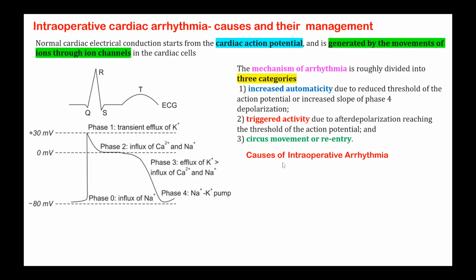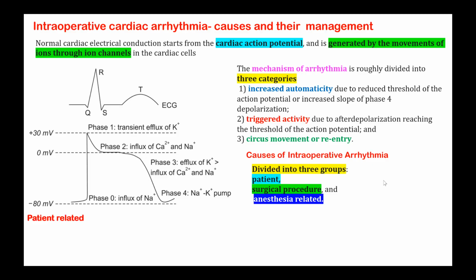Now, causes of intraoperative arrhythmia, you can classify them into patient-related, surgical procedure-related, or anesthesia-related. So the patient-related factors are elderly patients. They can suddenly develop an arrhythmia de novo without any previous history, or they may have existing cardiac disease, like coronary artery disease or hypertensive heart disease, which are more prone to development of arrhythmias.